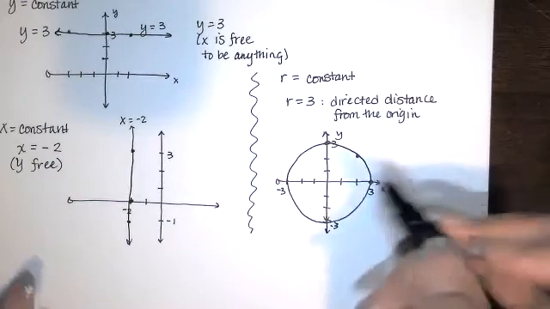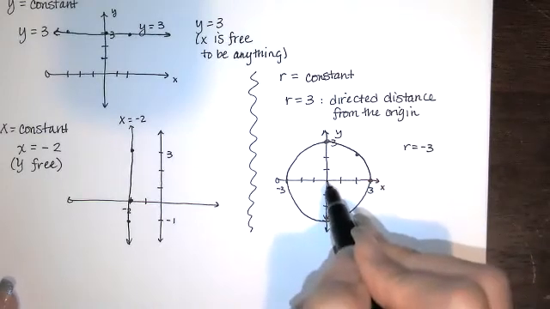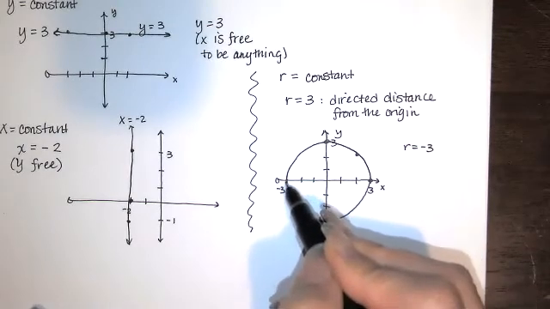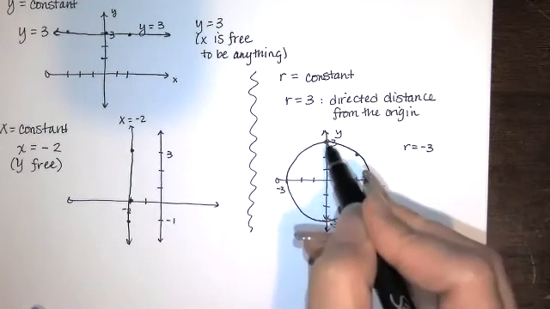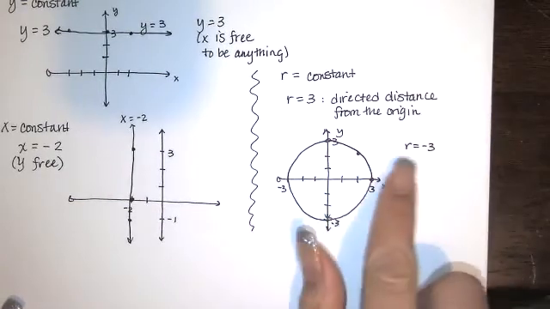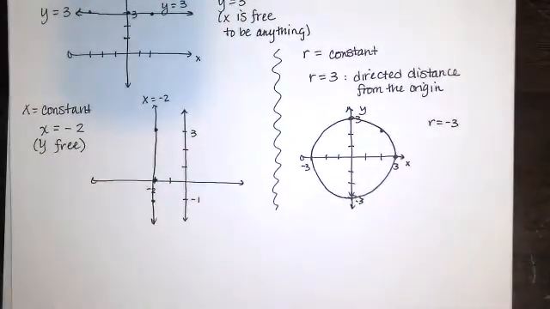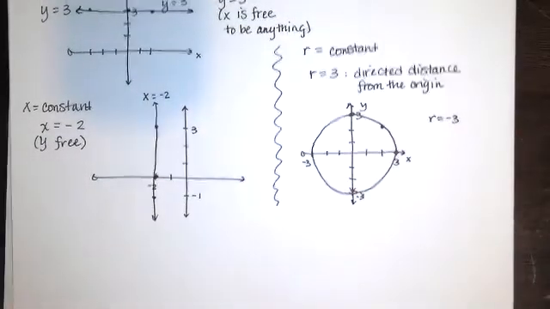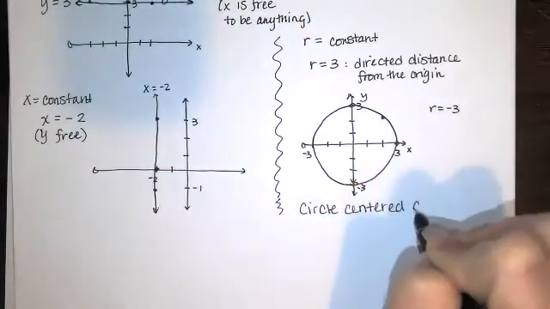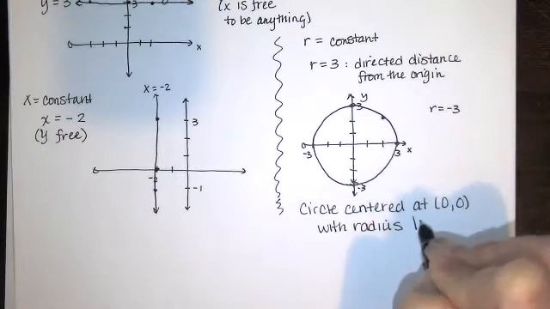Now, if r is -3, it actually ends up being the same thing, because if r is -3 and theta is 0, rather than plotting this point, we would plot this point. If r was -3 and theta was pi over 2, instead of plotting this point, we would plot that point. So we would have different values of theta that correspond to each of these points, but eventually, as theta was free to be anything, we get the whole circle. So r equals 3 and r equals -3 have the same graph. So if r equals a constant, we have a circle centered at the origin, with the radius given by the absolute value of r.